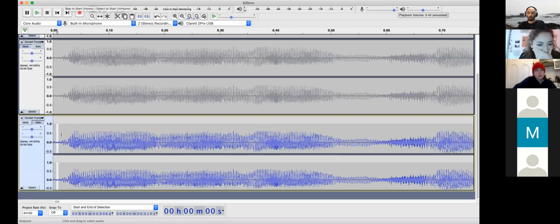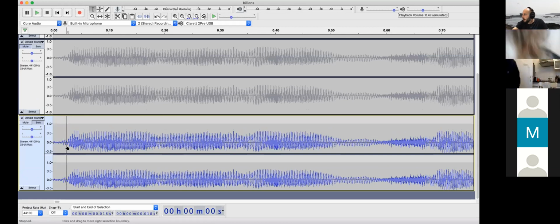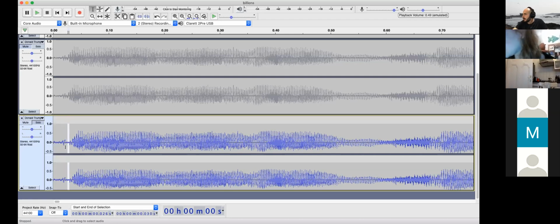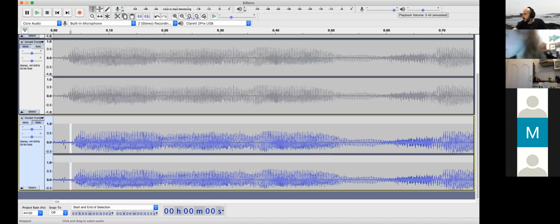Okay, it recovered. So now I'm gonna take this little noise and put it somewhere after the B, like here. And let's see how it works. I'm gonna add some noise. You see? And now it should sound more like a P.